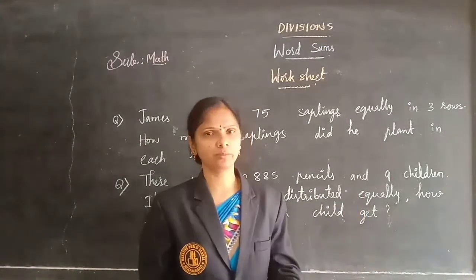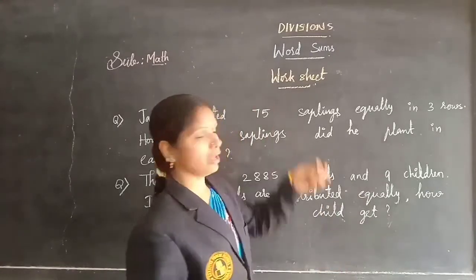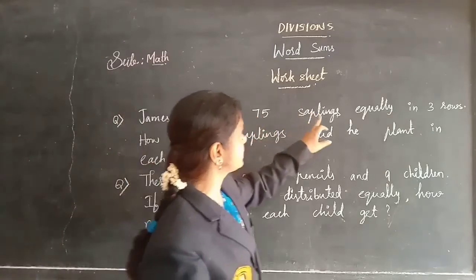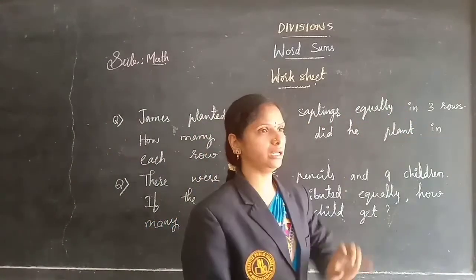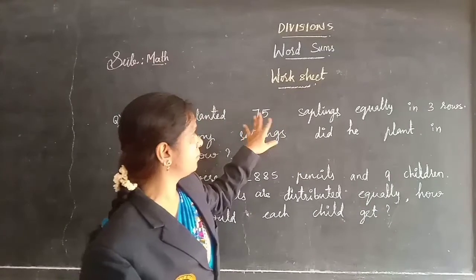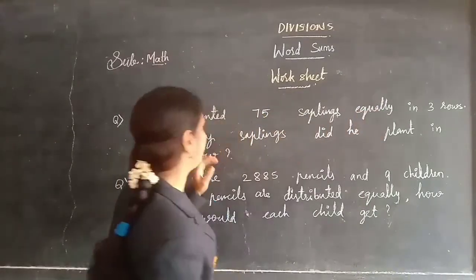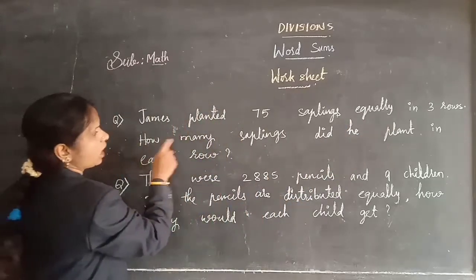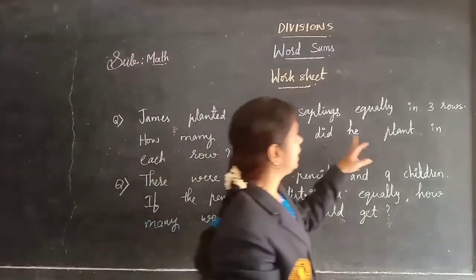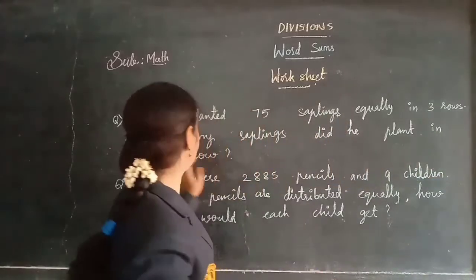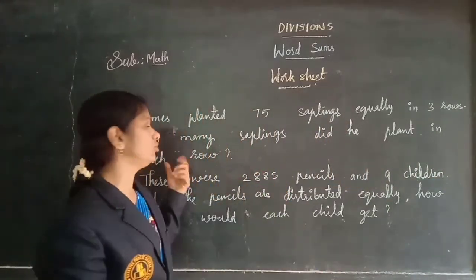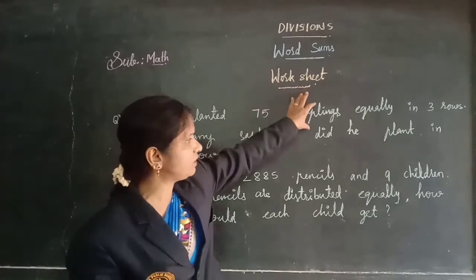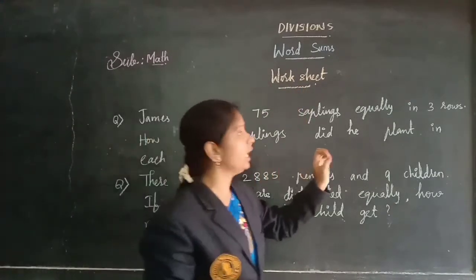Same like that I gave some more word problems as a worksheet. Come on, have a look at this here. James planted 75 saplings equally in 3 rows. See, James planted these many plants, okay, in 3 rows. How many saplings did he plant in each row? Each row, nothing but you need to divide, children. So what we need to divide here? The saplings, 75 saplings you need to divide by 3 rows.